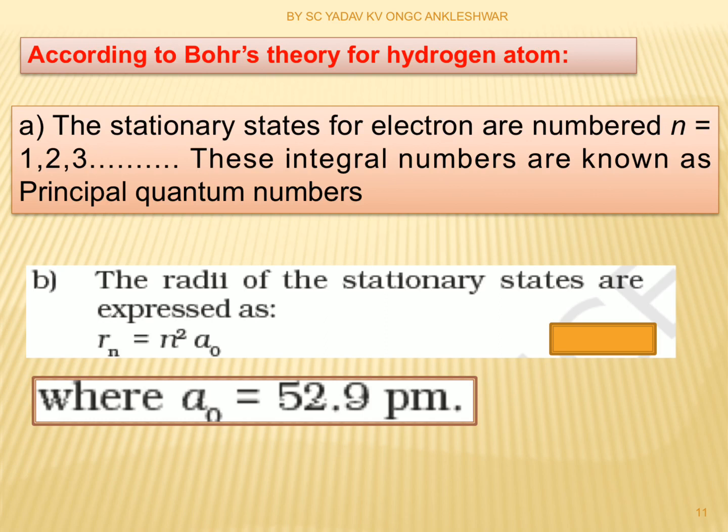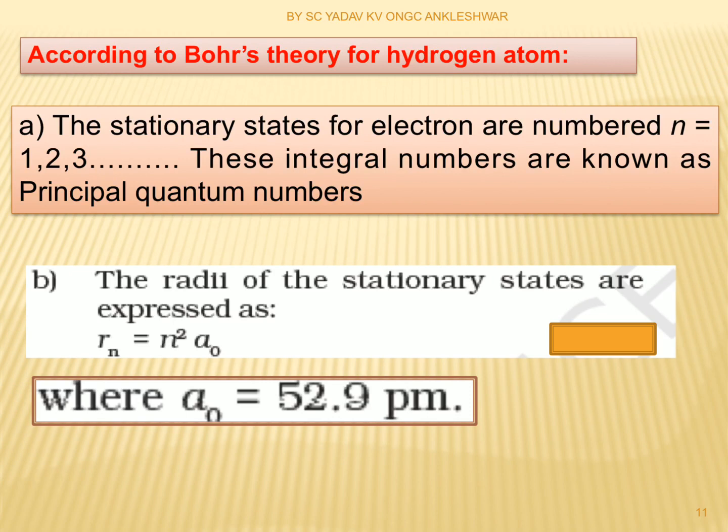Using this formula, Rn is equal to n square a naught, you can easily find out the radius of an orbit, where a0 is equal to 52.9 picometer. These formulas have been derived, but at this level it is not discussed. The details regarding the derivation of energies of the stationary state and radii of the orbits used by Bohr are a little bit complicated, and it is not derived here.